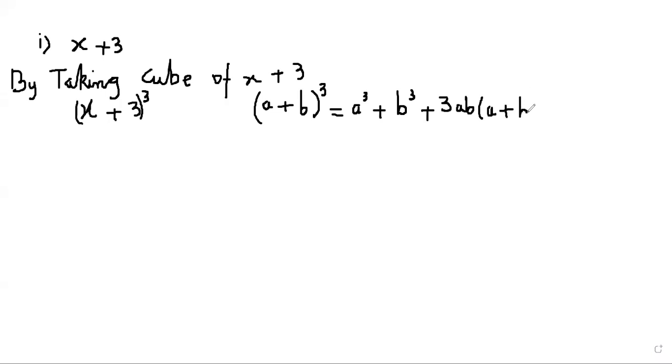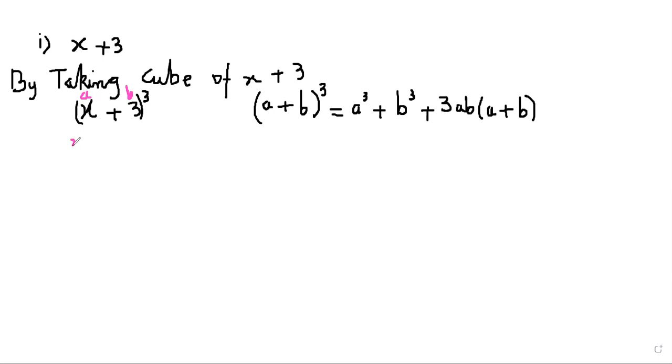Now what we have to do? We have to see the reflection. What is the reflection? The reflection of A is X, and the reflection of B is 3. In other words, in place of A there is X, in place of B there is 3. So we are going to solve according to the identity.